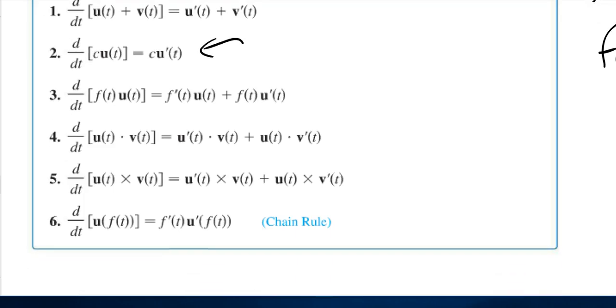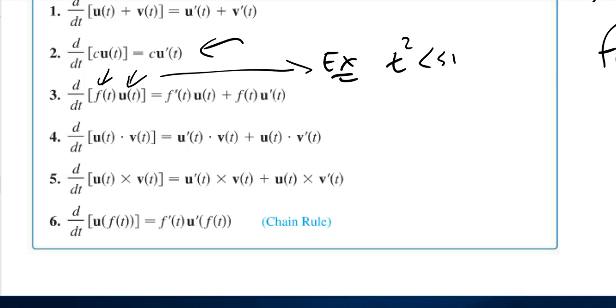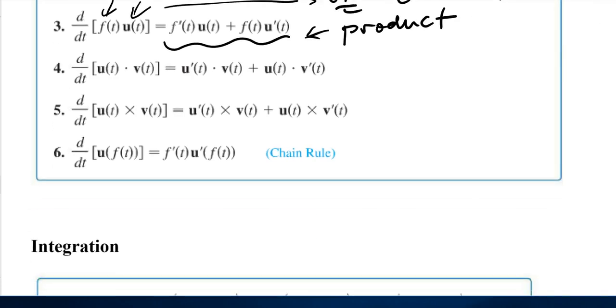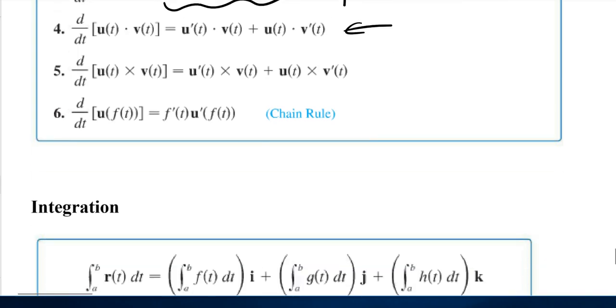Now, here is a vector function multiplied by a real valued function. So an example of this might be t squared times sine t cosine t. To take the derivative of this, you would just use the product rule. Basically, it's the product rule from Cal 1: f prime g plus f g prime. Now, if you look, the dot product is a product. So the dot product is going to be the product rule as well. Same with the cross product.